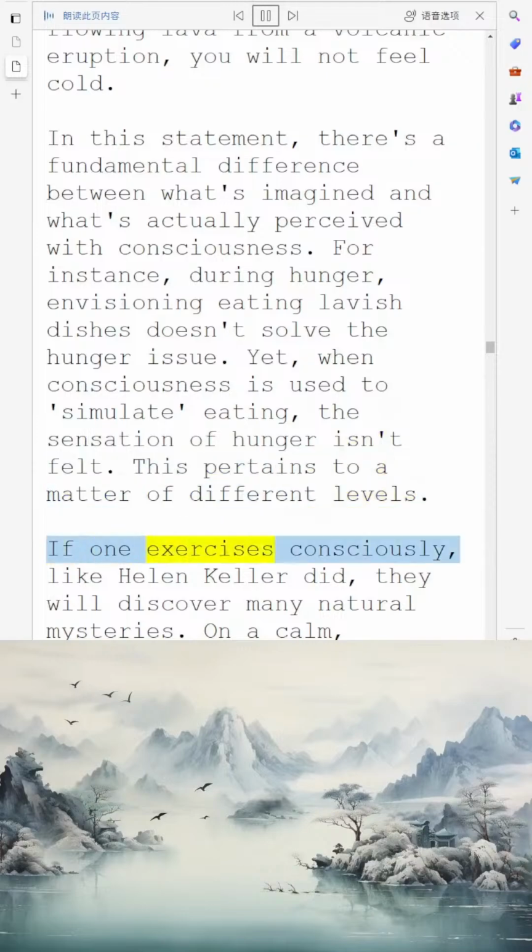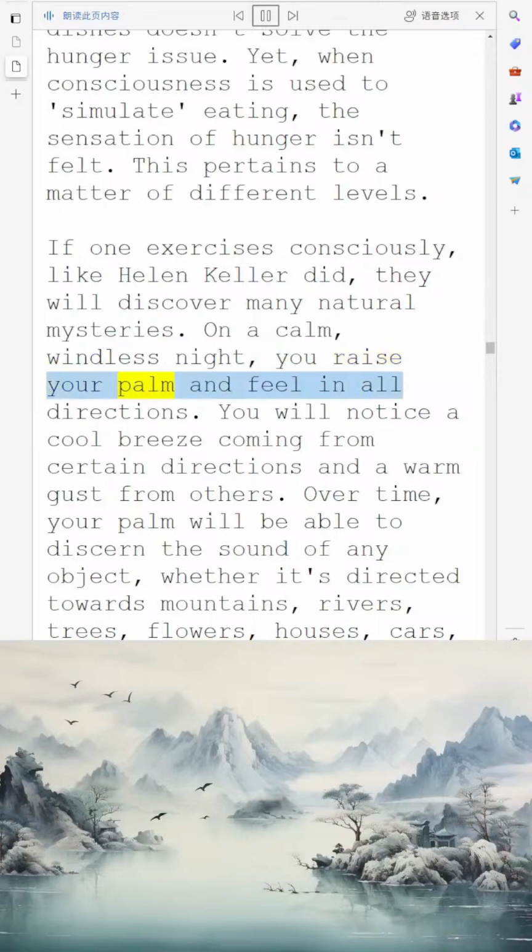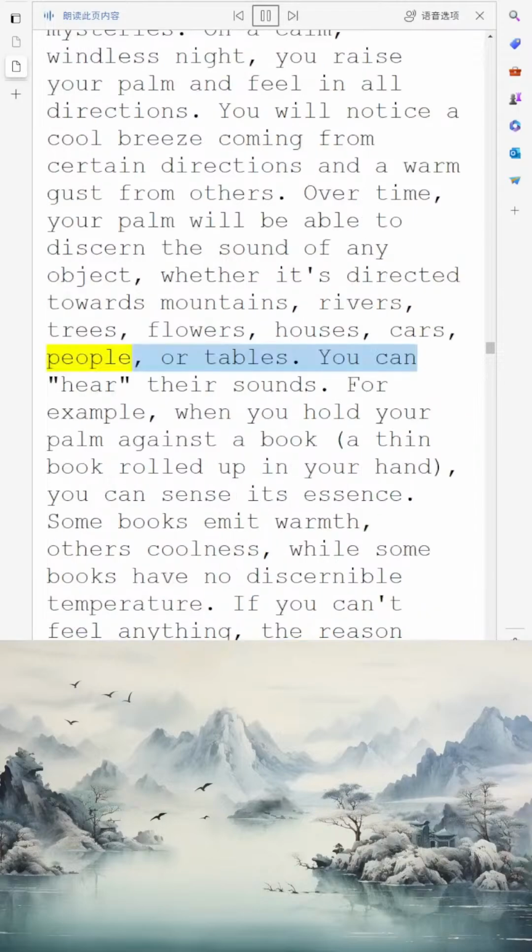If one exercises consciously, like Helen Keller did, they will discover many natural mysteries. On a calm, windless night, you raise your palm and feel in all directions. You will notice a cool breeze coming from certain directions and a warm gust from others. Over time, your palm will be able to discern the sound of any object, whether it's directed towards mountains, rivers, trees, flowers, houses, cars, people, or tables. You can hear their sounds.